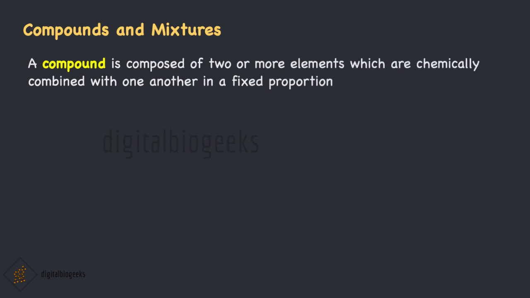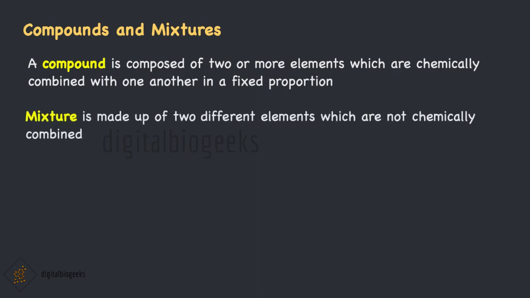A compound is composed of two or more elements which are chemically combined with one another in a fixed proportion. A mixture is a material made up of two or more elements which are not chemically combined. In a compound, the elements are chemically combined, and in a mixture, the elements are not chemically combined.